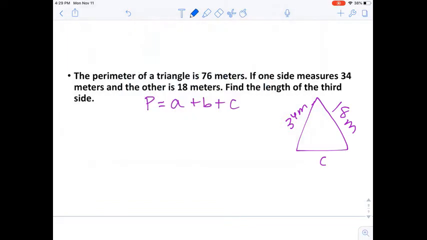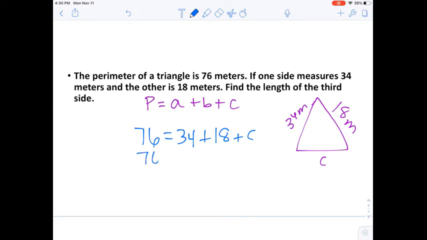So now we're going to plug in what we know. We're trying to solve for, we know the perimeter. The perimeter is 76. We know one side length is 34. We know another side length is 18. And we're solving for C. It doesn't matter which variable you solve for.